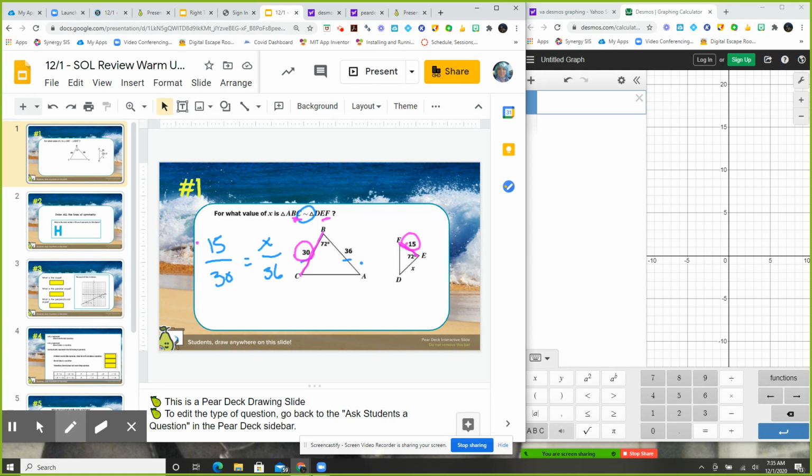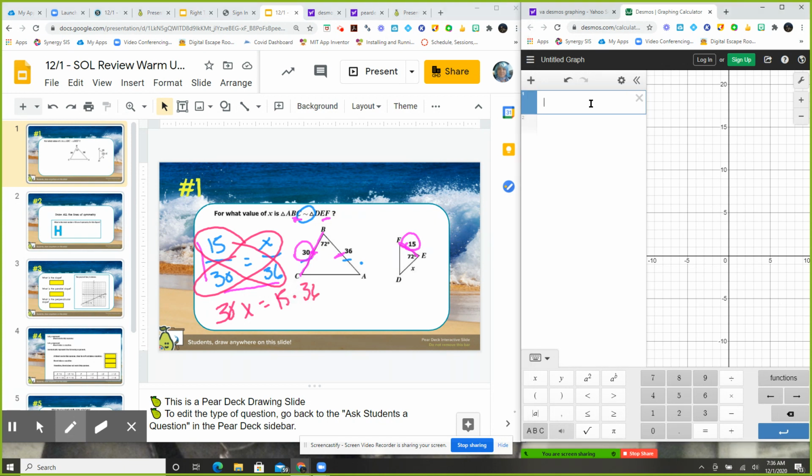So those are right. And the 30 and the 36 are right. So actually what I did was correct. I was just stressing you guys out. So we're going to multiply here and multiply here. 30x equals 15 times 36.